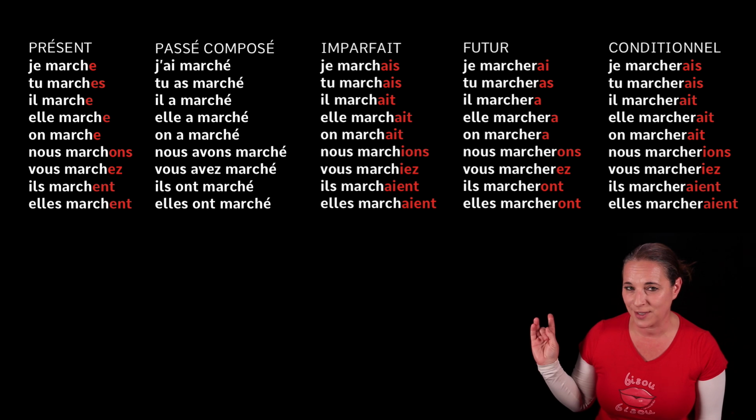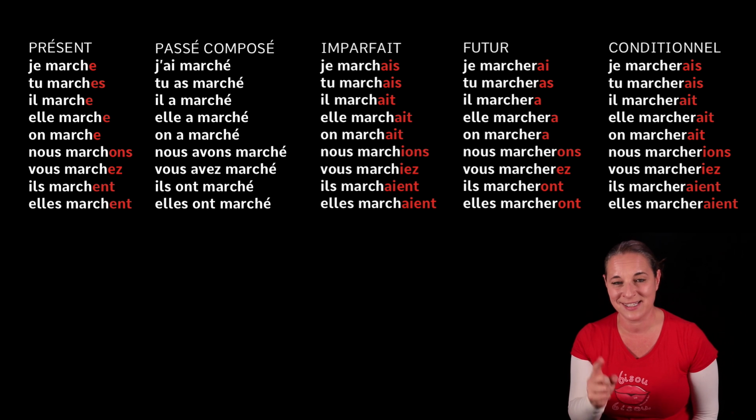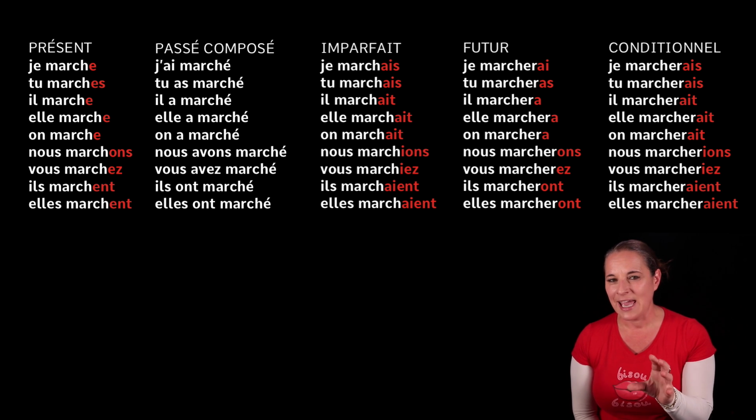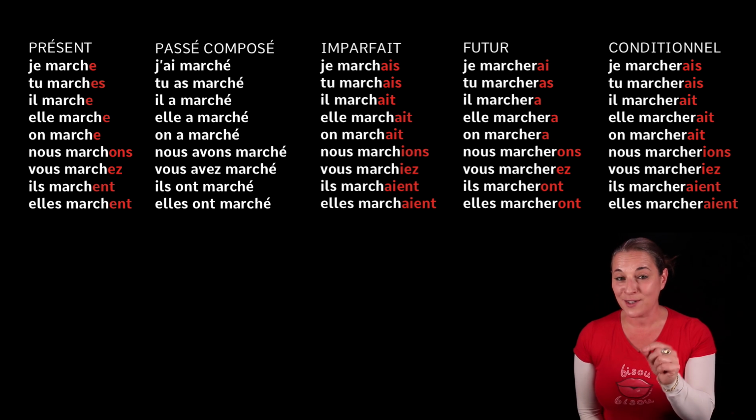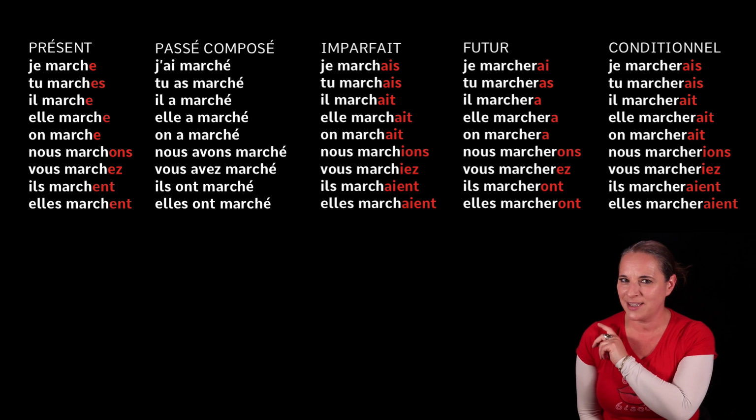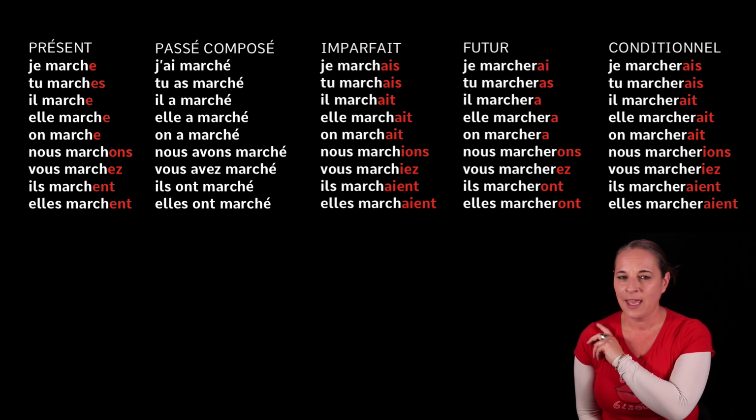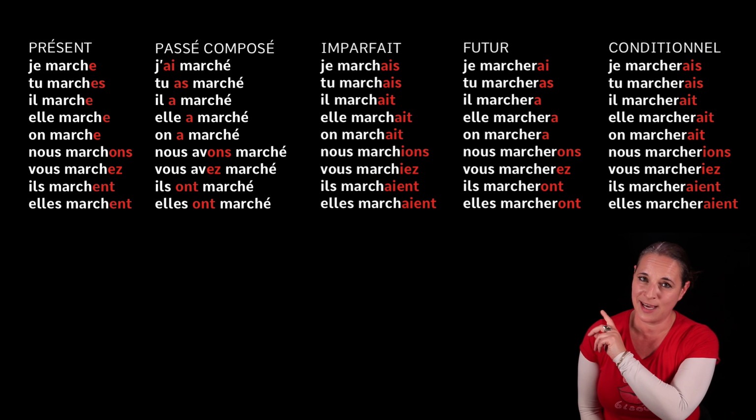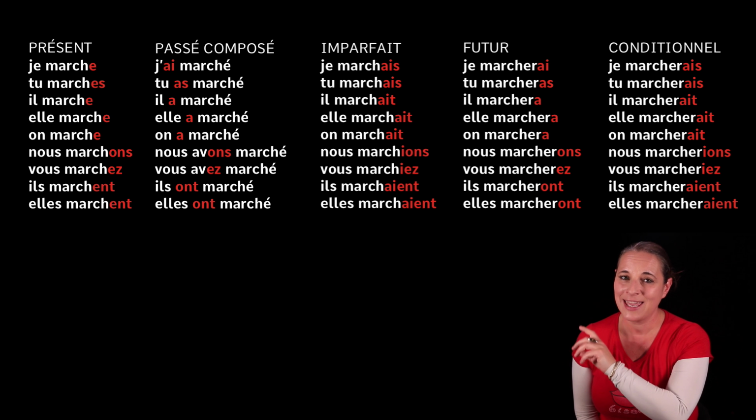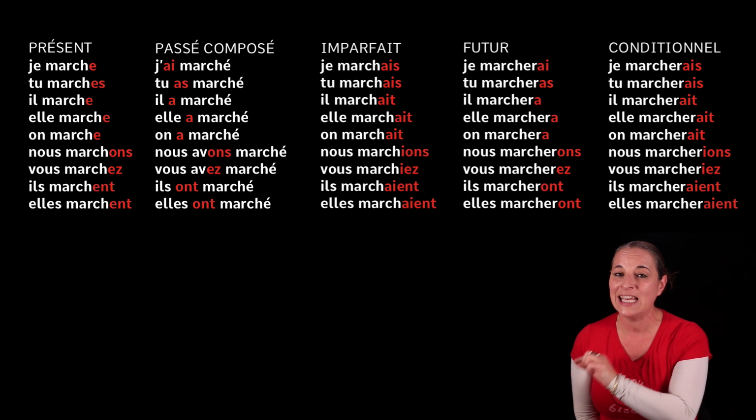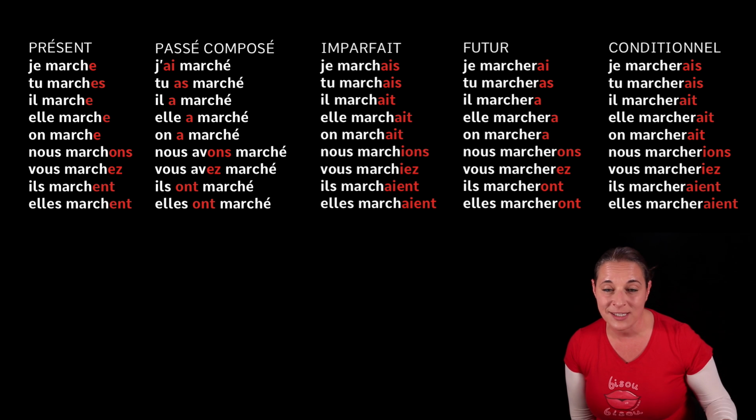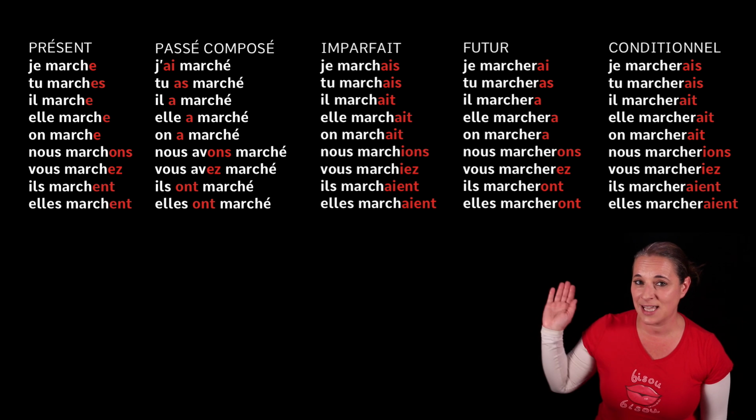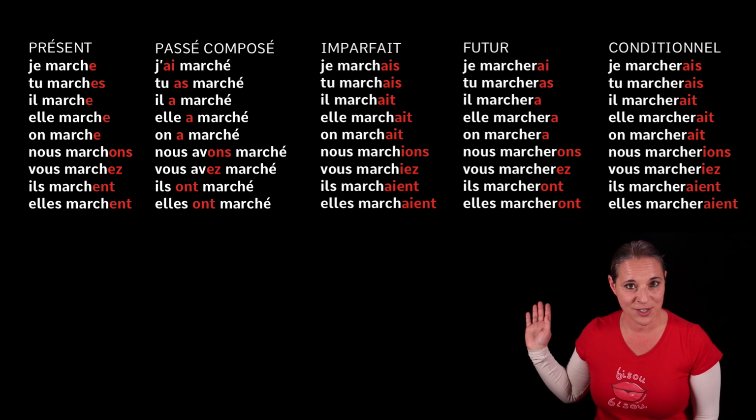Have a look. Okay, but the future tense, and this is where it's really funny. Is that funny? How nerdy is that? Ooh, exciting. Now, the future tense is actually, have a look at the endings. Ai, as, a, ons, ez, ont. Now, have a look at the passé composé now. J'ai, tu as, il a, nous avons, vous avez, ils ont. Now, this is exactly the same endings. The auxiliary verb to have has the same endings as the future tense.